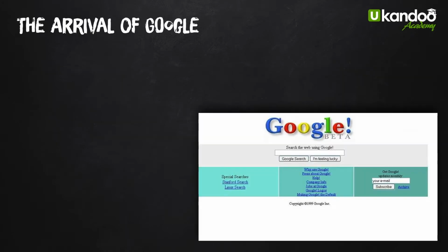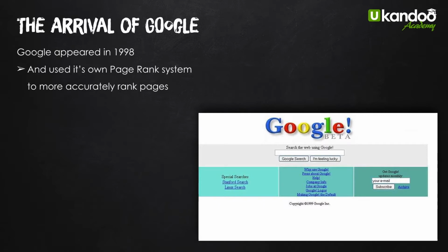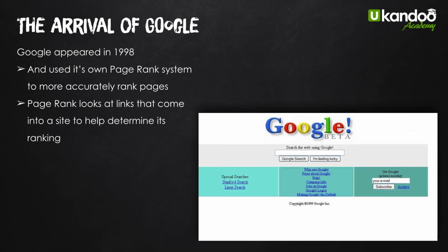And then along came Google in 1998, and this was one of their first pages, so you can see pretty much what it looked like when it was in beta form. Google invented their own PageRank system, and it said it was going to more accurately rank pages. PageRank then looked at links that came into the site to help determine its ranking.